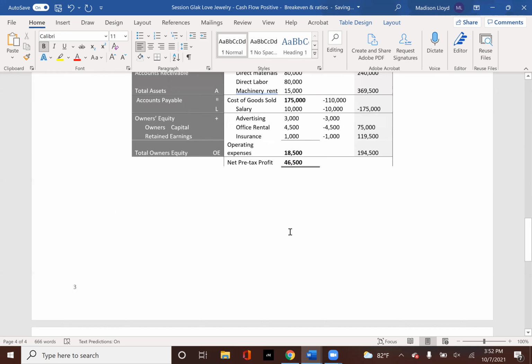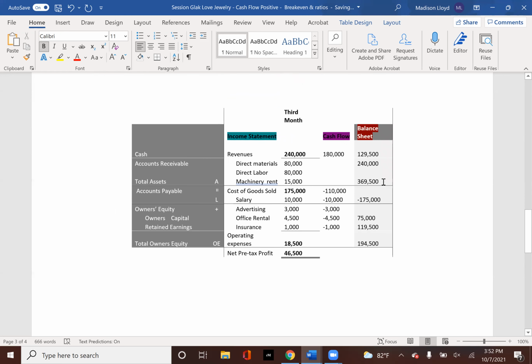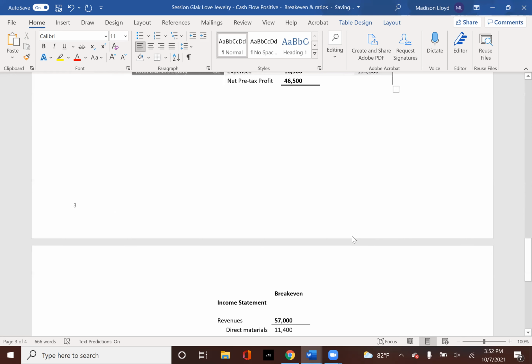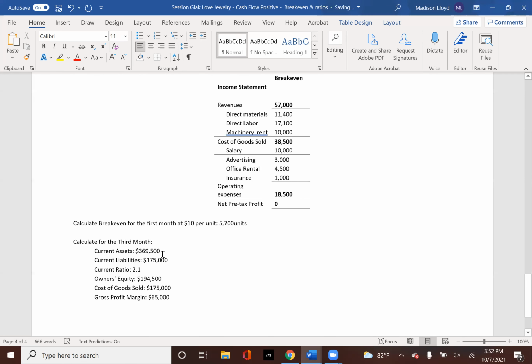Current assets, go up to your third month. Where are our assets located in our balance sheet? Our total assets, which is also known as our current assets because we've added them up after every single month. Your current assets are going to be your $369,500, which is your cash plus your accounts receivable. Put that right there for your current assets.